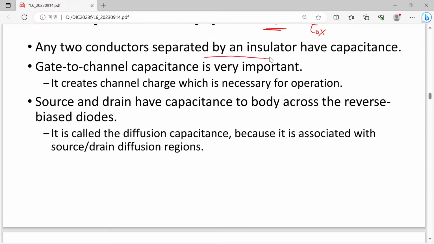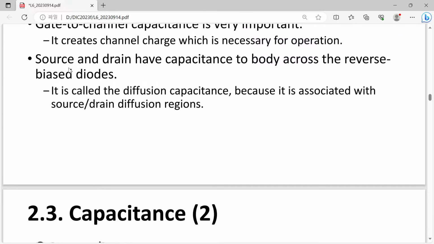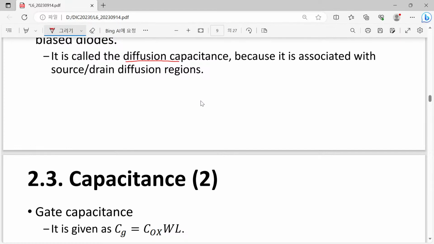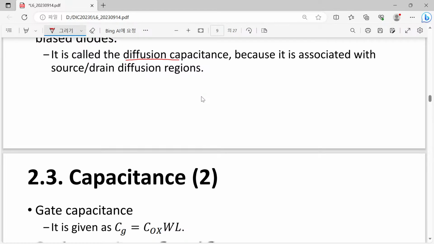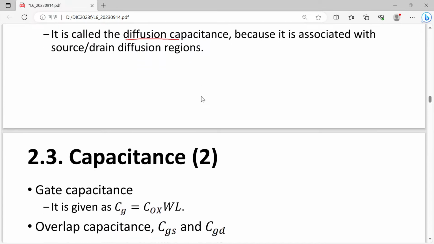Okay, so simply speaking, any two conductors separated by an insulator have capacitance. Yes, so gate to channel capacitance, this is Cox, so we have already seen it. But another one is source and drain also have capacitance. So this is called a diffusion cap, because previously it was made by the diffusion process, but anyway, due to historical reasons we still call it diffusion.